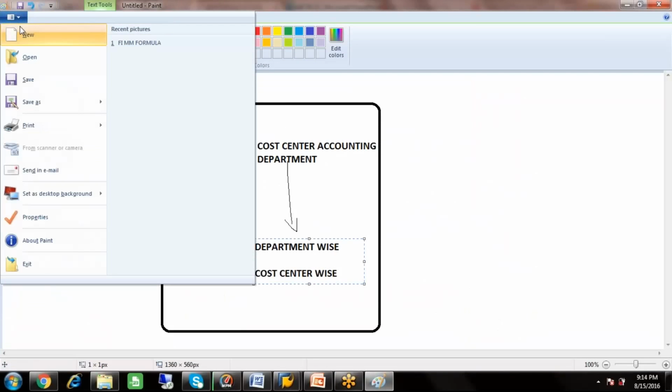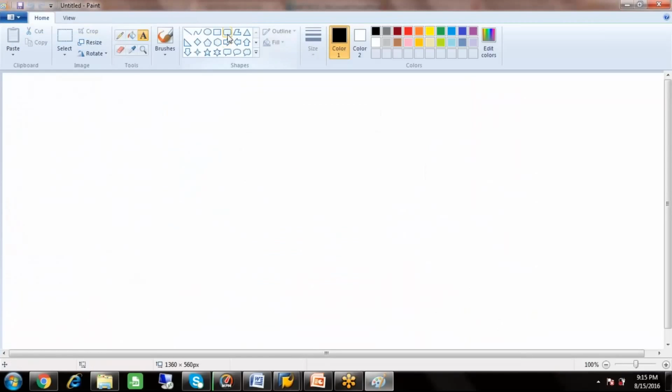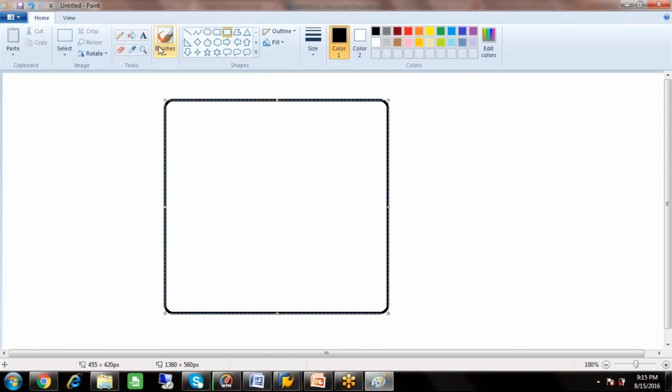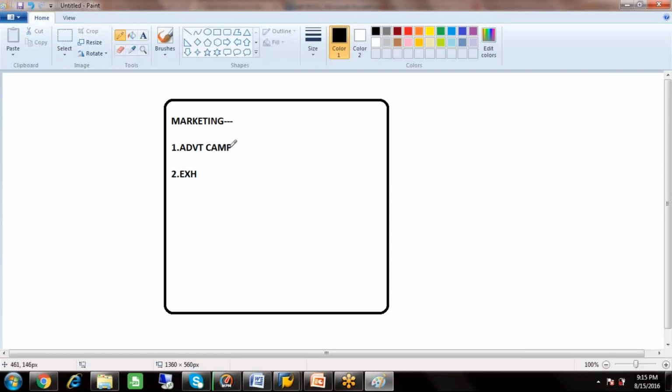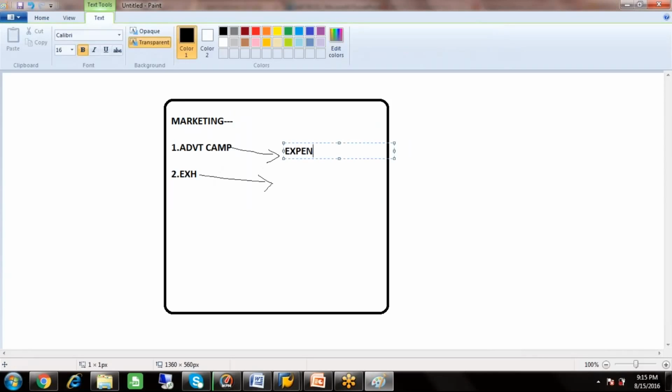Let us suppose in my company, I have a marketing department. Now this marketing department is conducting two activities. Let's say it's conducting an advertising campaign, and second, it is conducting an exhibition. As a head of this department, I would like to know what expenses I have incurred for the advertising campaign, and what expenses I have incurred for my exhibition, separately.